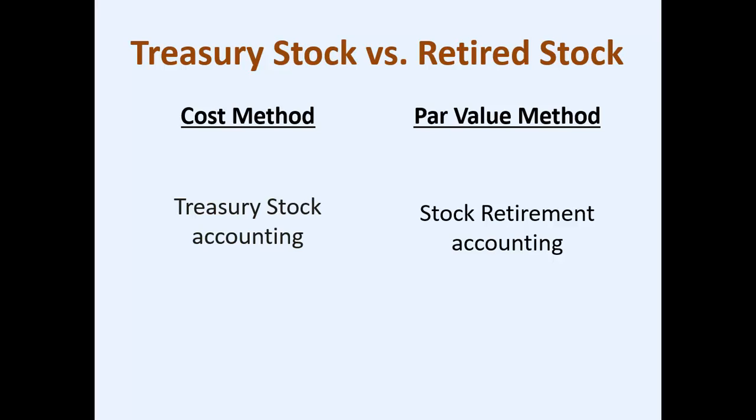So this is just a memory tool. If you're thinking the cost method, that is treasury stock accounting. If you're thinking the par method, that is stock retirement accounting. You're buying it back as if it was never issued in the first place. Where with treasury stock, I'm buying it back temporarily. Maybe the market is down. I'm going to buy low and hopefully sell later high. So treasury stock is a temporary repurchase. Retired stock is a permanent repurchase.